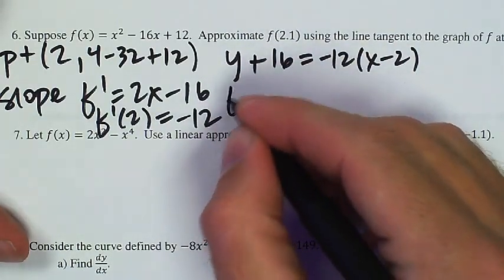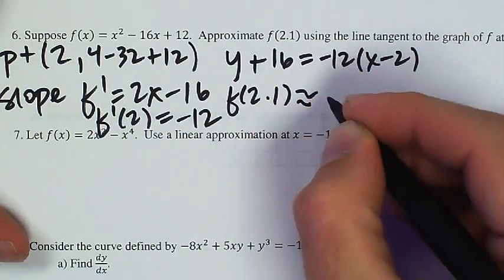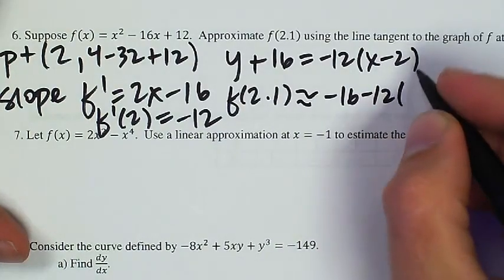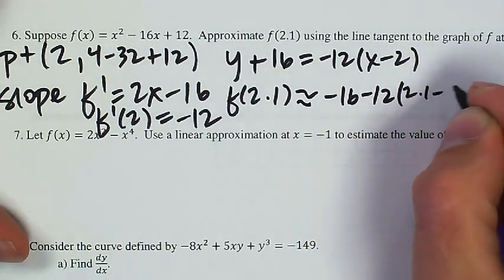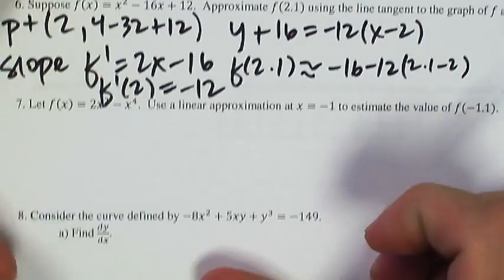Approximate f of 2.1. I made that. Negative 16 minus 12 of 2.1 minus 2. I'll just leave it like that.